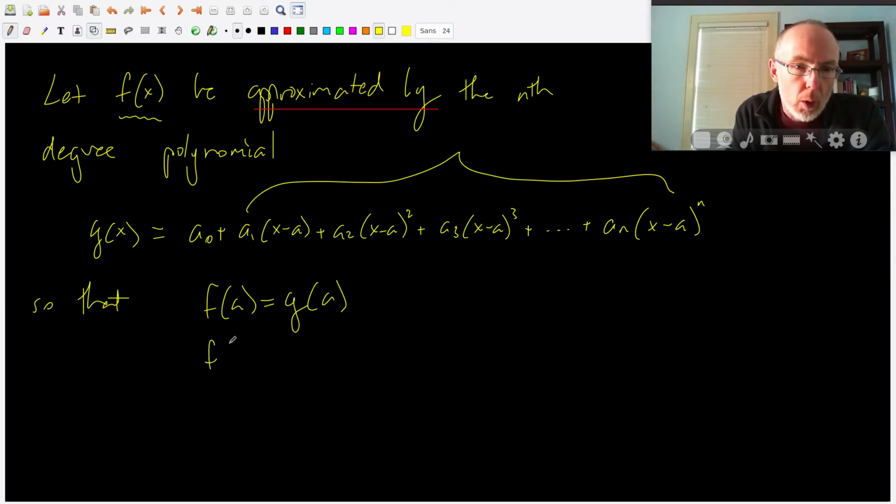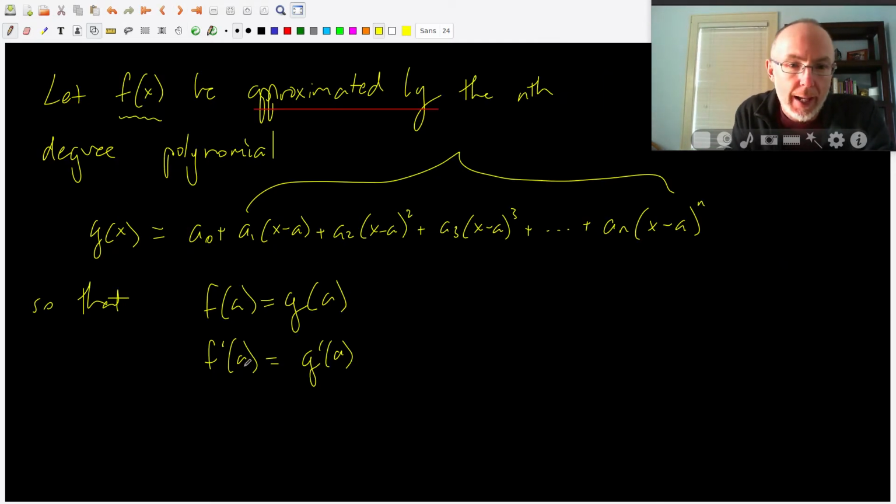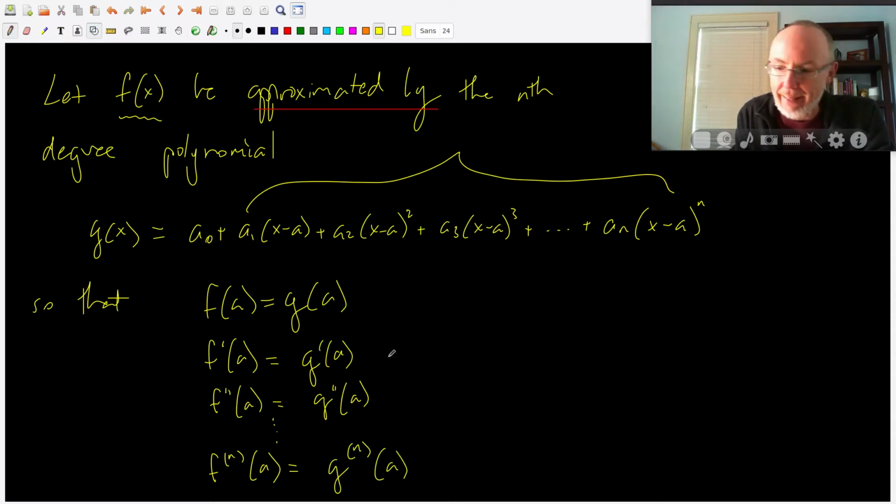agree. And also, I want f prime of a to be the same as the derivative of g, because when I was using this linear approximation, I had the value of the function. This was L, but now I'm calling it g. So the value of g and f agree, the first derivative of g and f agree, and in fact I want this to be true all the way up to the nth derivative, because when I was using the first order approximation, I wanted the first derivative to be equal to the first derivative of the function. So now I want the nth derivative of the function for this nth degree approximation to be the nth derivative of g at the point a.